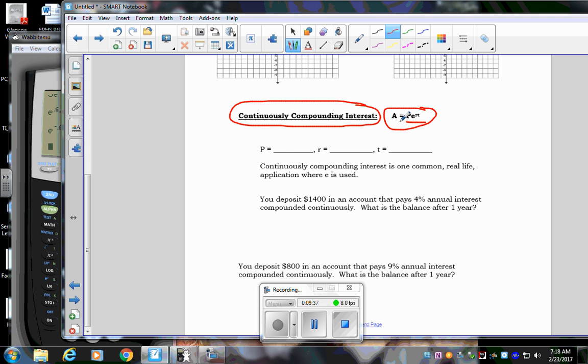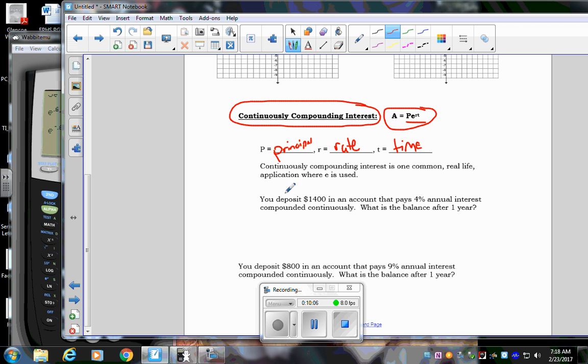PERT, like Pert plus the shampoo. So the P represents the principal. That's the initial amount you have in your account if we're talking savings account. The R is the rate, the rate that you are earning, like 5%, 4%, whatever. And the T is time. And you've got to make sure you read the problem carefully and look at, are they talking years, are they talking days, are they talking months, all that good stuff. So continuously compounding interest is one common real-life application, all right?